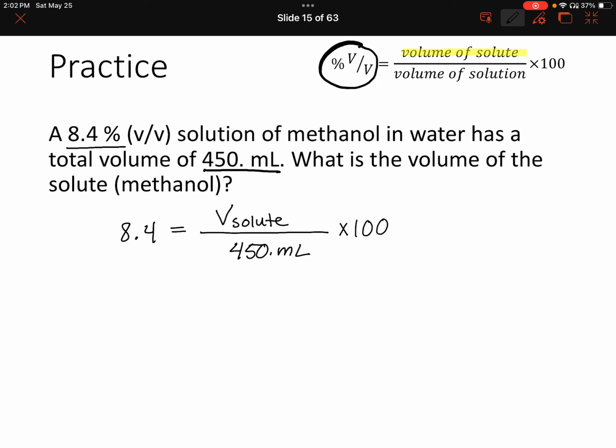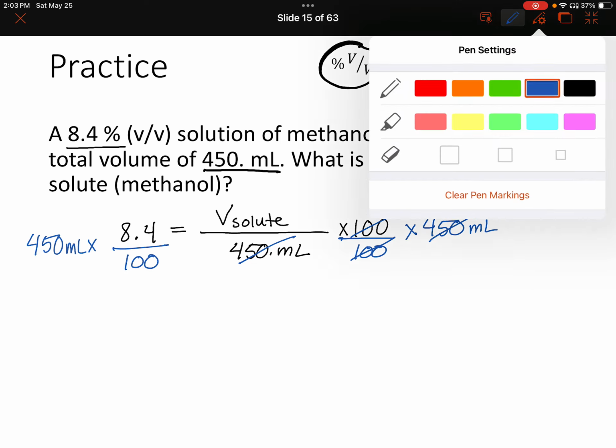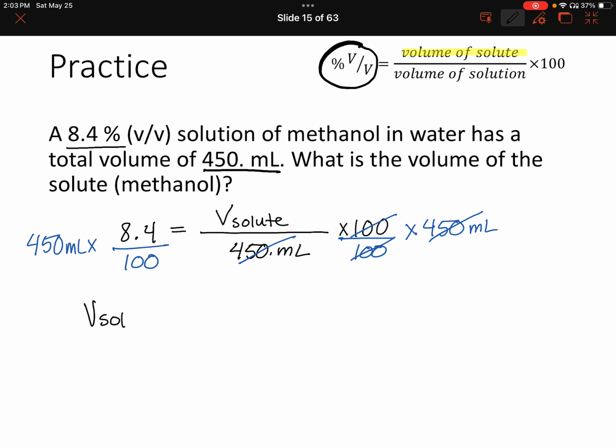So we could divide both sides by 100, and that will cancel 100 on the right. And then we could also multiply both sides by 450. And that will cancel 450 on the right. So the volume of the solute is equal to 450 milliliters times 8.4 divided by 100.